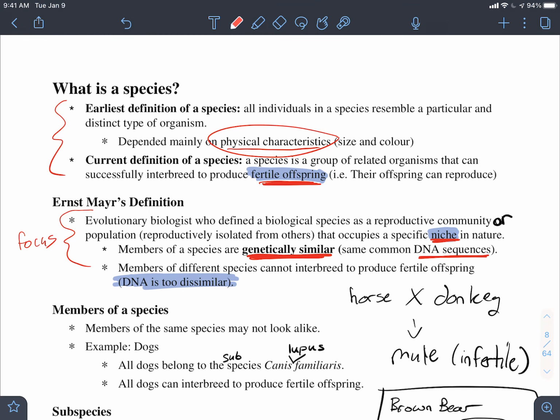Hi everybody. Today we're going to be talking about species in a very brief little video, just talking about the definition of a species. So prior to modern biology, species were mainly organized based on their physical characteristics.